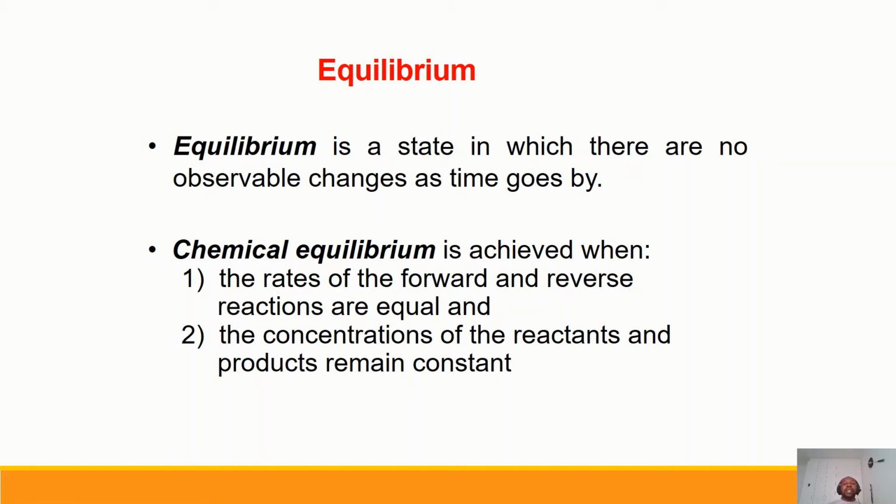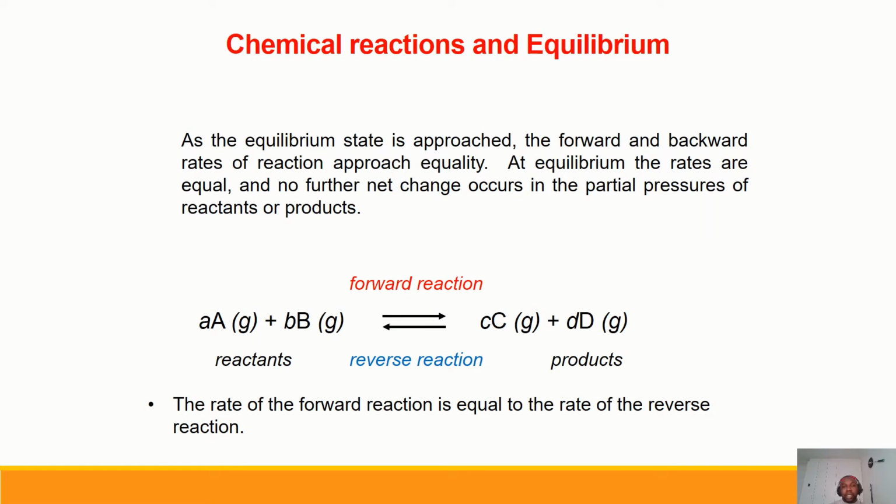So we talk about the equilibrium. Equilibrium is a state in which there are no observable changes as time goes on. So you start the reaction, and then at the point you discover that there's nothing happening anymore. So that's equilibrium state. So equilibrium is achieved when the rates of the forward and the reverse reaction are equal. So the concentration of the reactant and the products remain constant. They're not changing anymore.